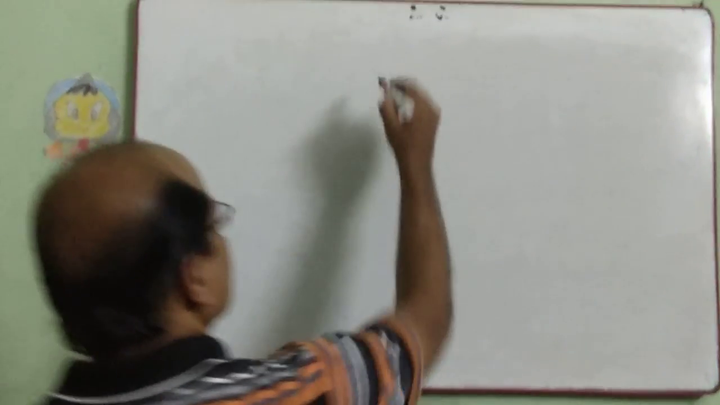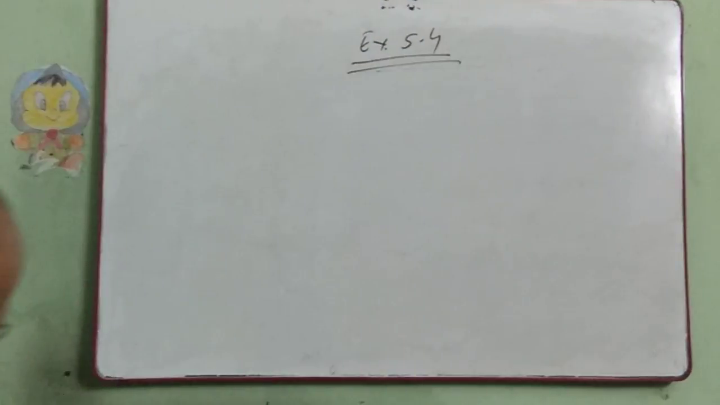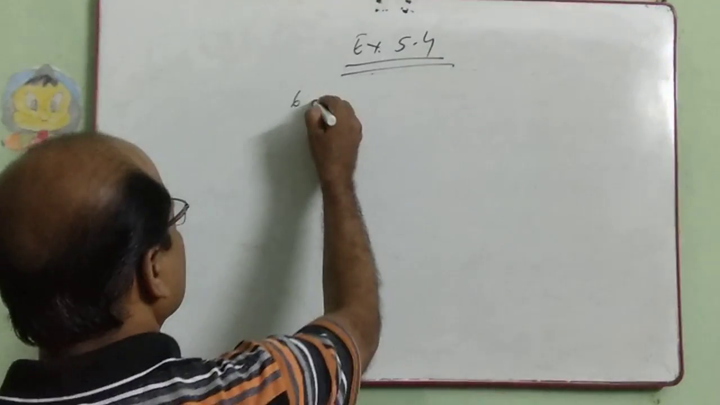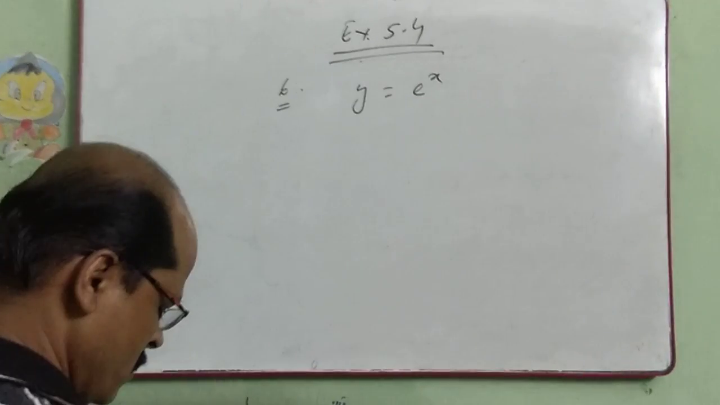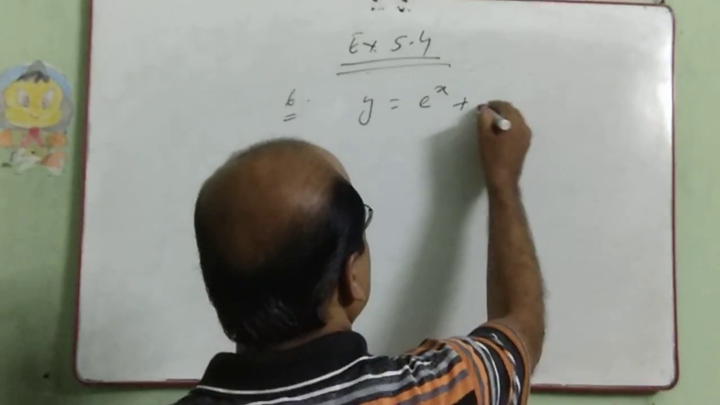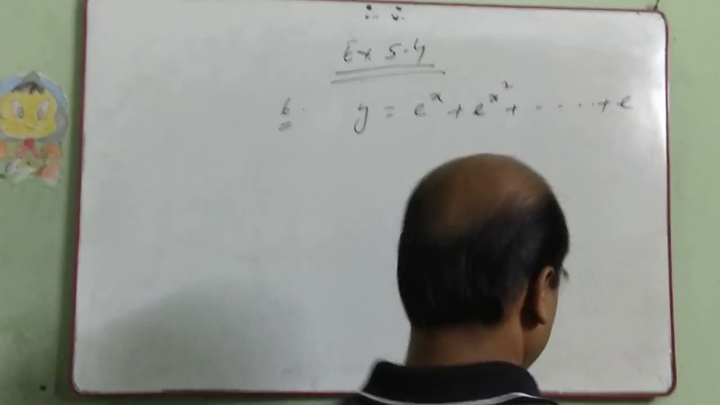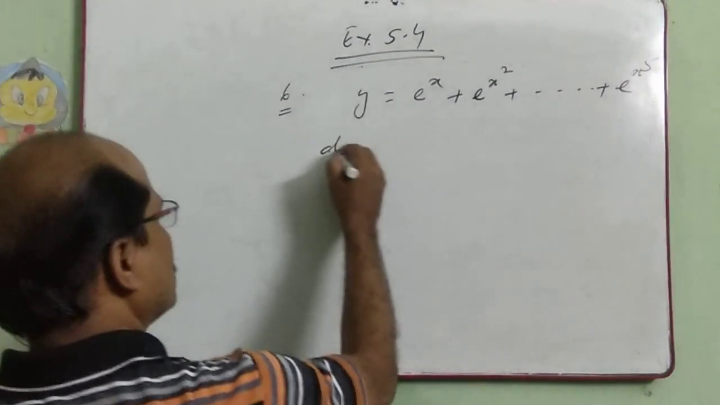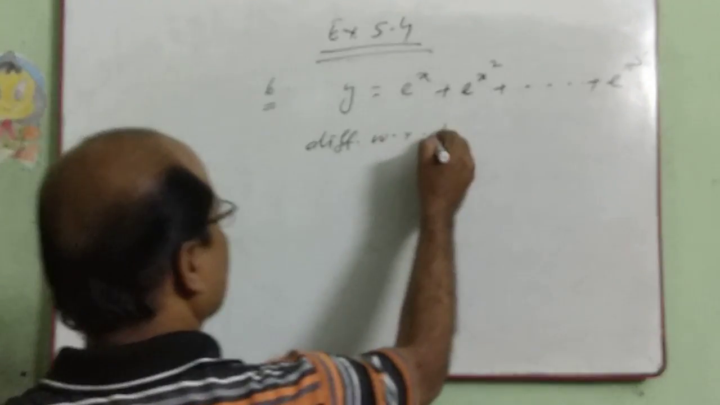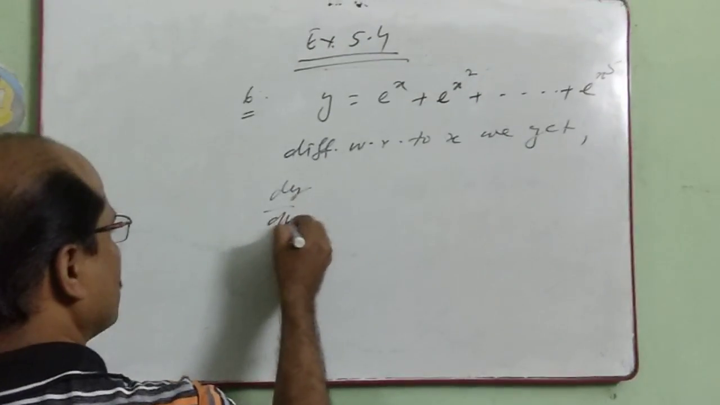Another example from book exercise 5.4, question number 6. Y equal to e to the power x plus e to the power x square, and so on, plus e to the power x to the power 5. Differentiate with respect to x, we get dy by dx.